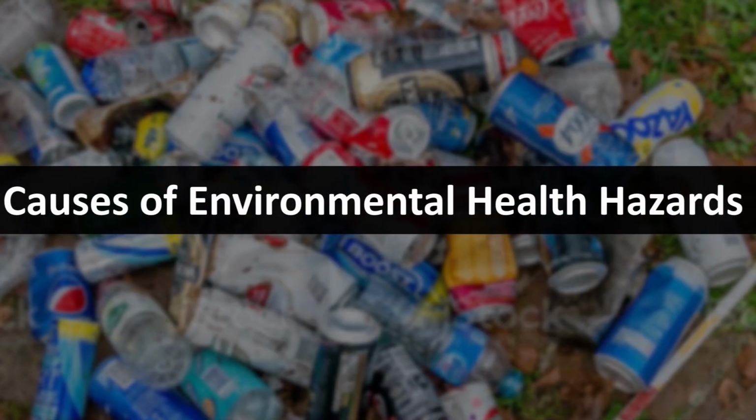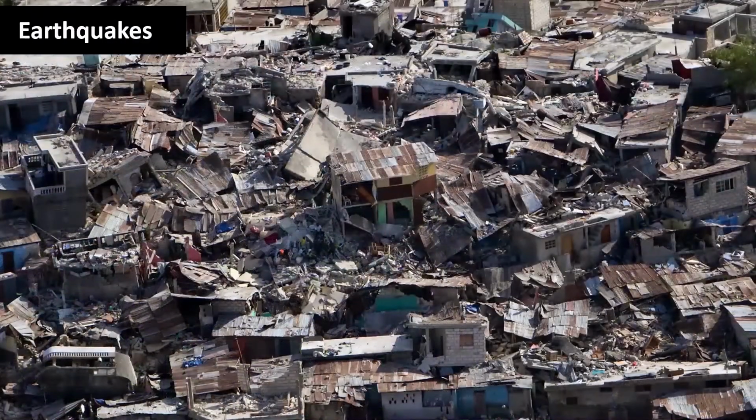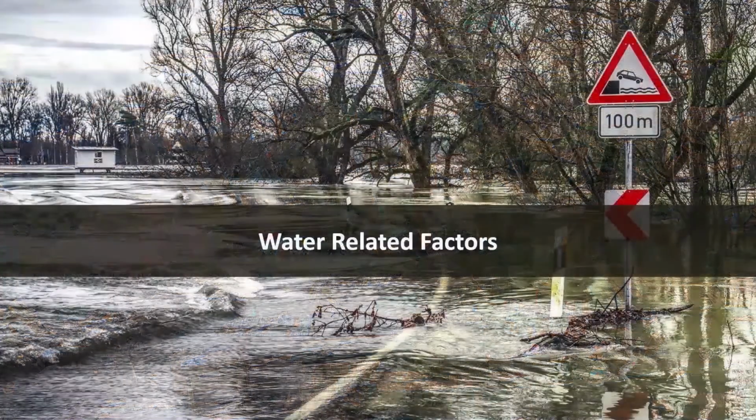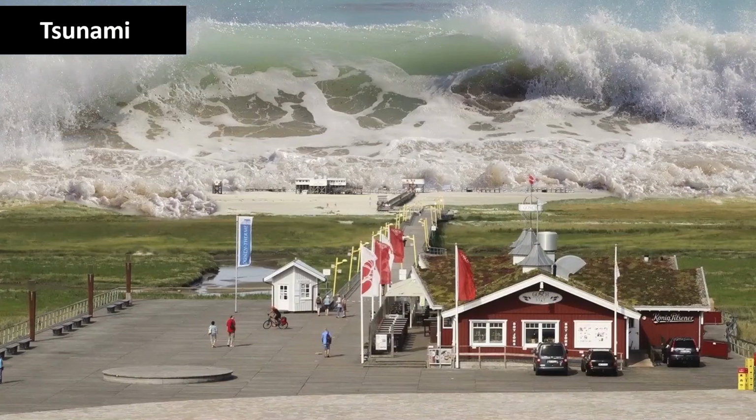So if we see how we can divide these environmental hazards on the basis of the causes, what causes them? On that basis there are certain land related hazards, for example landslides, earthquakes. These are caused because of the changes in the land. Then there are water related hazards, for example floods, drought, tsunamis. They are because of the changes in the water conditions or because of the disturbances in the water bodies.